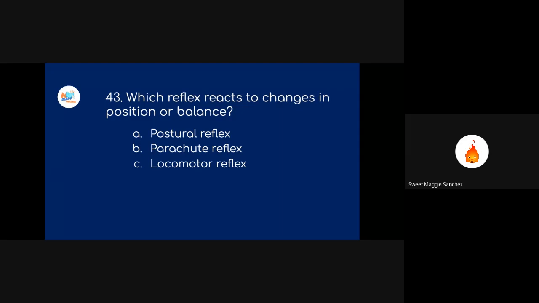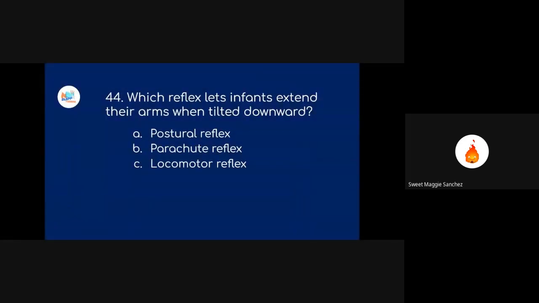Okay, timer stops. Question 44. Which reflex lets infants extend their arms when tilted downward? Is it A, postural reflex, B, parachute reflex, or C, locomotor reflex?